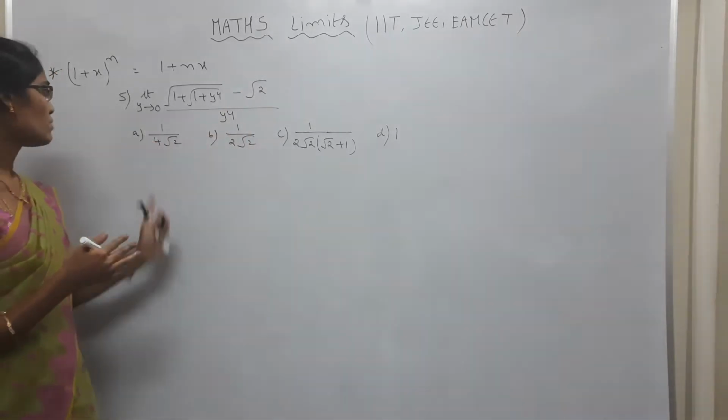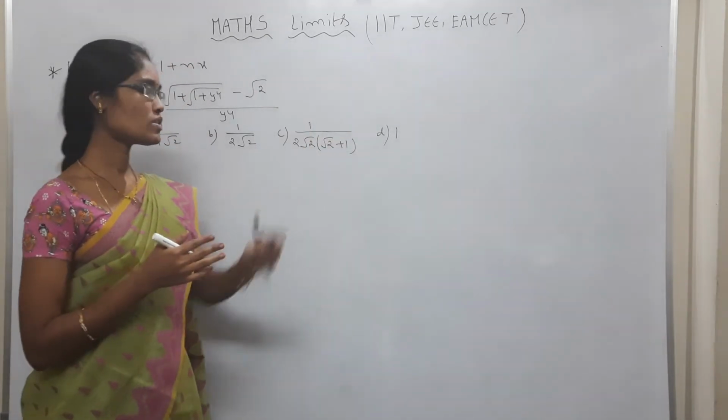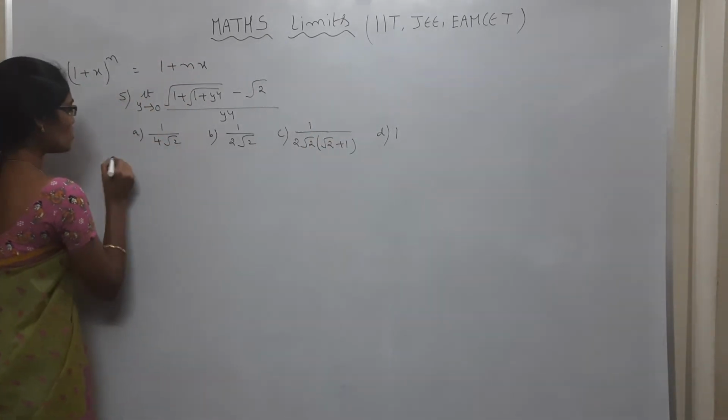Okay, see the options: 1 by 4 root 2, 1 by 2 root 2, root 2 plus 1, and the fourth option is 1. Okay, see the solution.